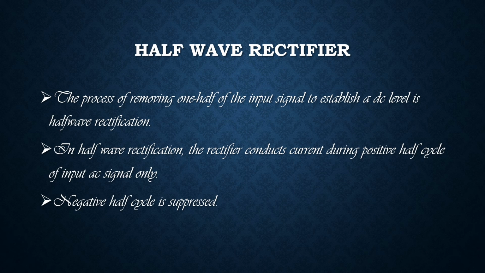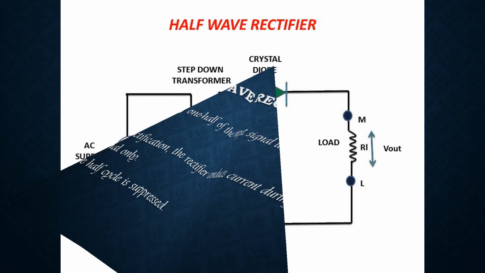So half wave rectifier is the process of removing one half of the input signal to establish a DC level. In half wave rectification, the rectifier conducts current during positive half cycle of input AC signal only. Negative half cycle is suppressed.